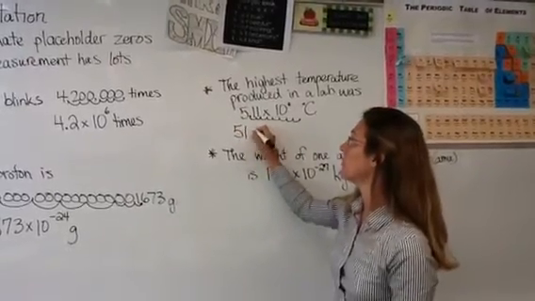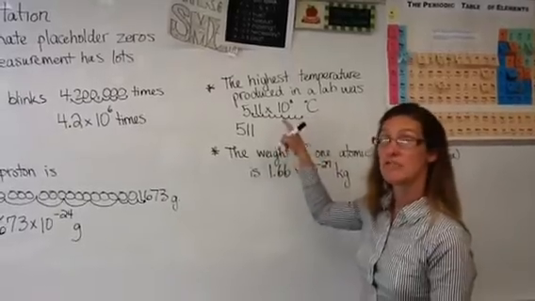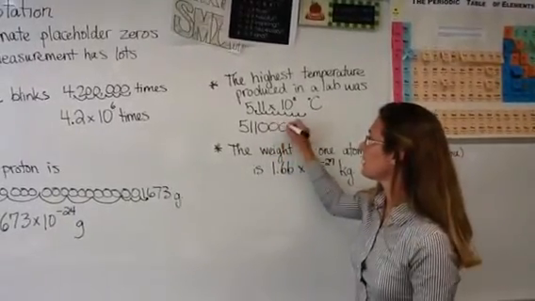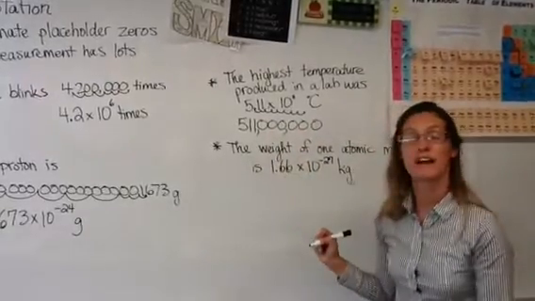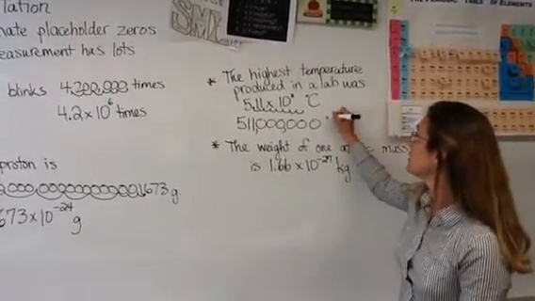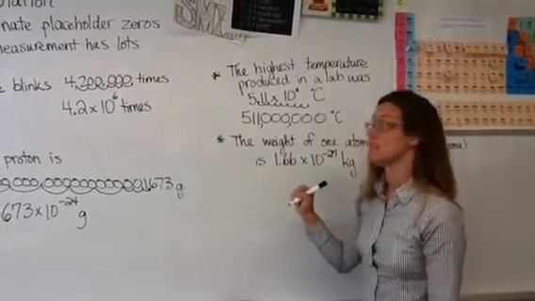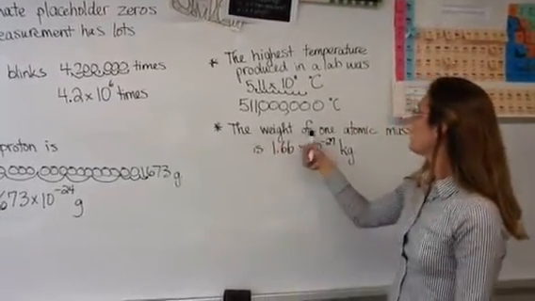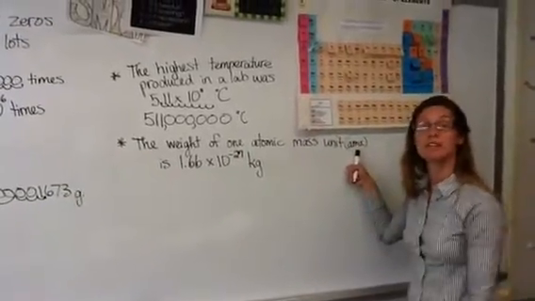5, 1, 1. And now I have 6 remaining slots for zeros. 1, 2, 3, 4, 5, 6. That means that this number was in fact 511 million degrees Celsius.